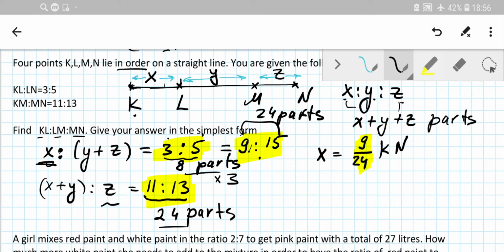So what about Z? For Z we have 13 parts out of 24, right?